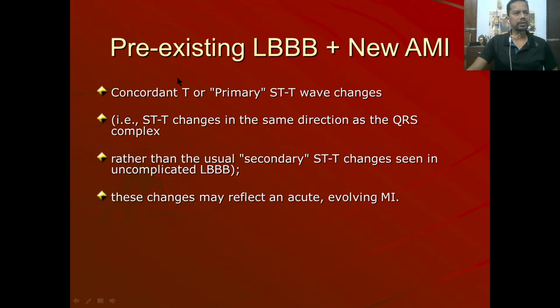Then there is something called concordant T waves. So in a normal left bundle branch block, you will see tall R in V5, V6, deep S in V1, V2, ST depression, concavity of first, T wave inversion.